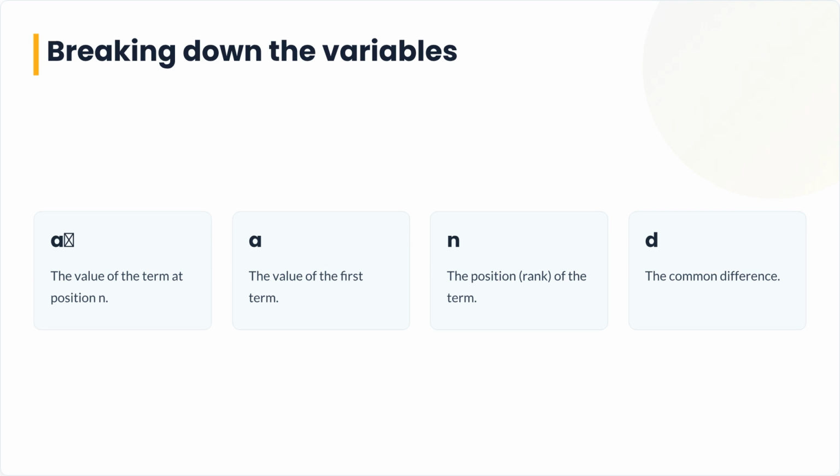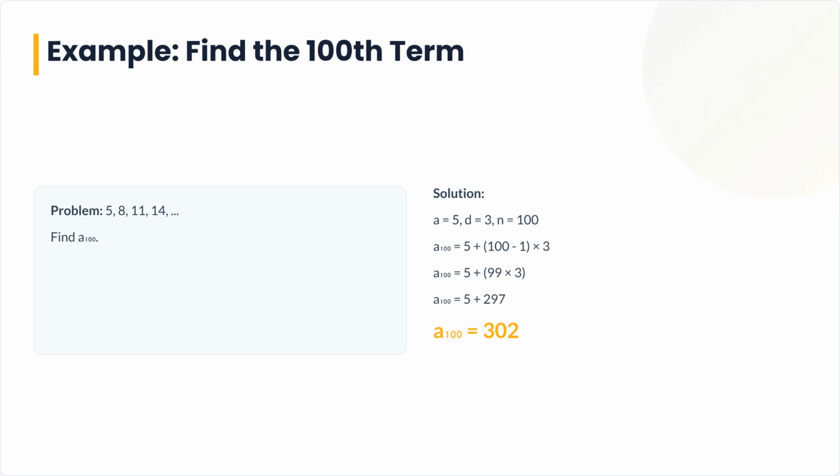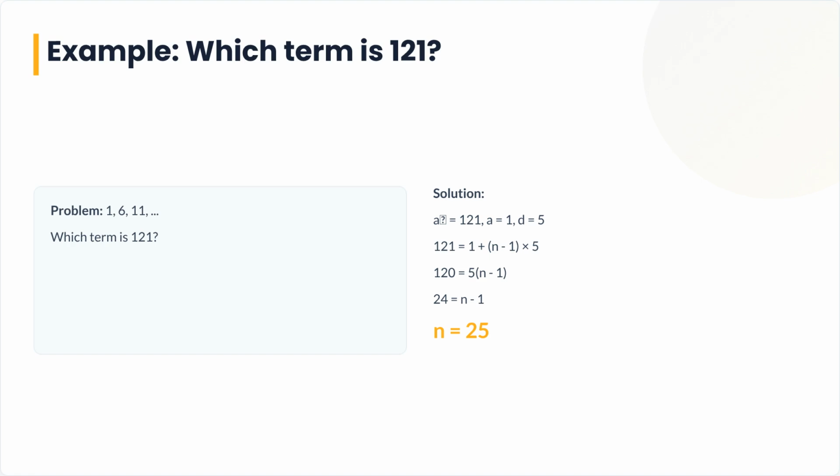In this formula, A-n is the value of the term at position n, A is the first term, n is the position or rank, and D is the common difference. For the sequence 5, 8, 11, 14, to find the 100th term, we use the formula with our values. A is 5, D is 3, and n is 100. This gives us 302. If we want to know which position corresponds to a specific value, like 121 in the sequence 1, 6, 11, we set up the equation and solve for n, finding it as the 25th term.